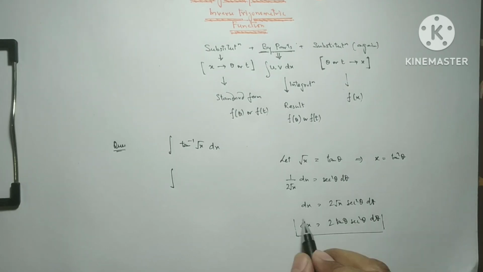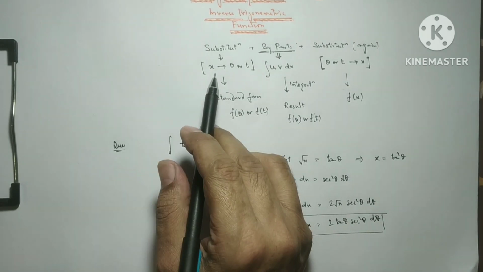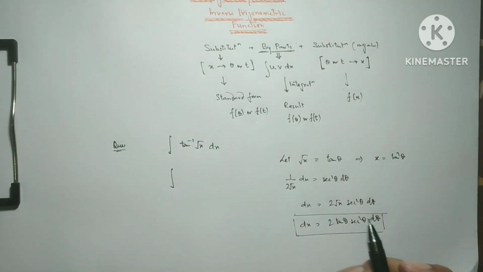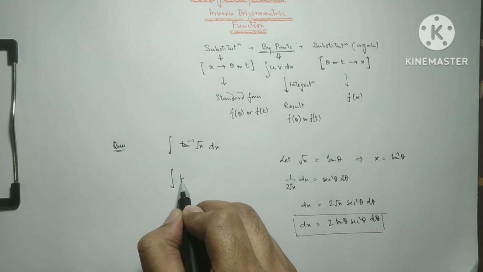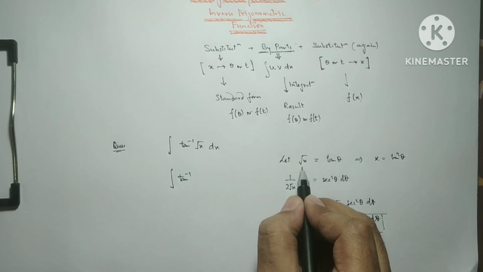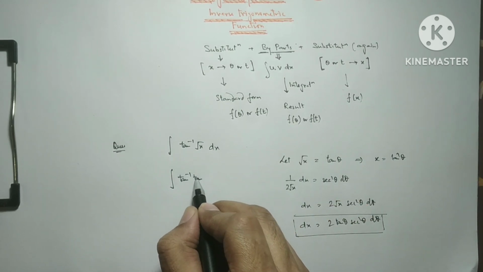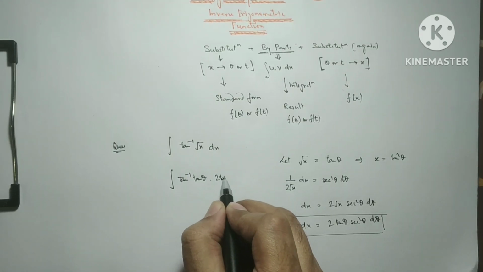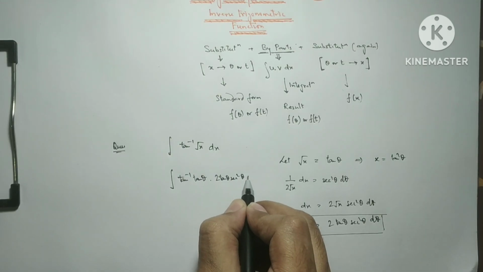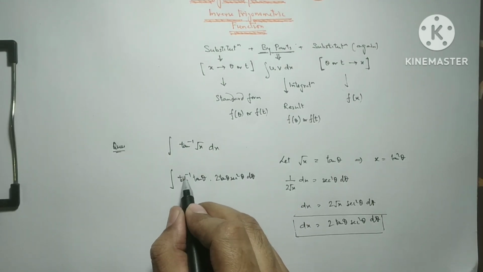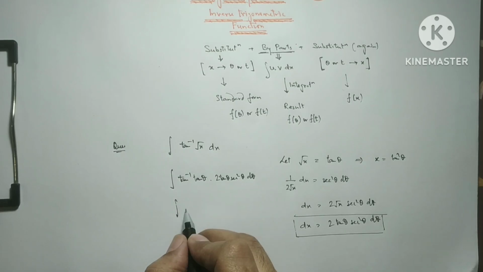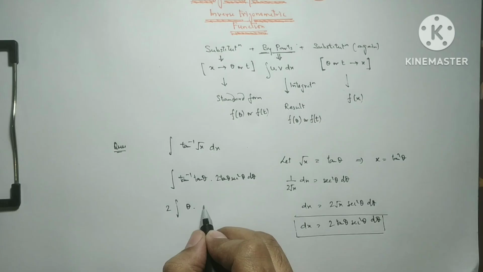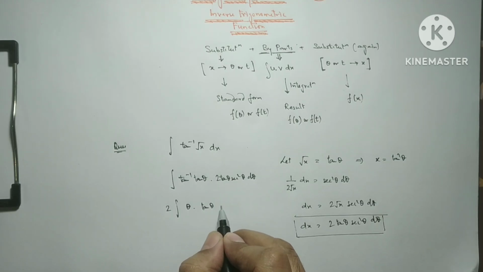So first step, we want to convert the given function into standard form. So it becomes tan inverse, the value of root x is tan theta, and dx equals 2 tan theta sec square theta d theta. And right now tan inverse and tan will be neutralized, you get theta only, and 2 comes out, 2 tan theta and sec square theta.